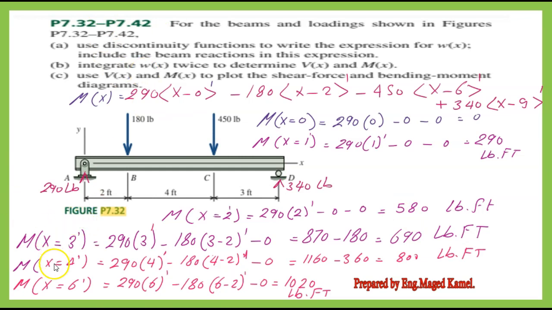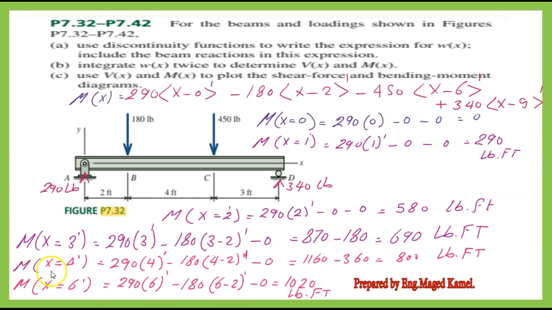We consider x equal to 3 feet, so M of x equals 3 equals 290 multiplied by 3 raised to the power of 1 minus 180 multiplied by 3 minus 2 raised to the power of 1 minus 0 equals 290 by 3 minus 180 equals 690 pound foot.